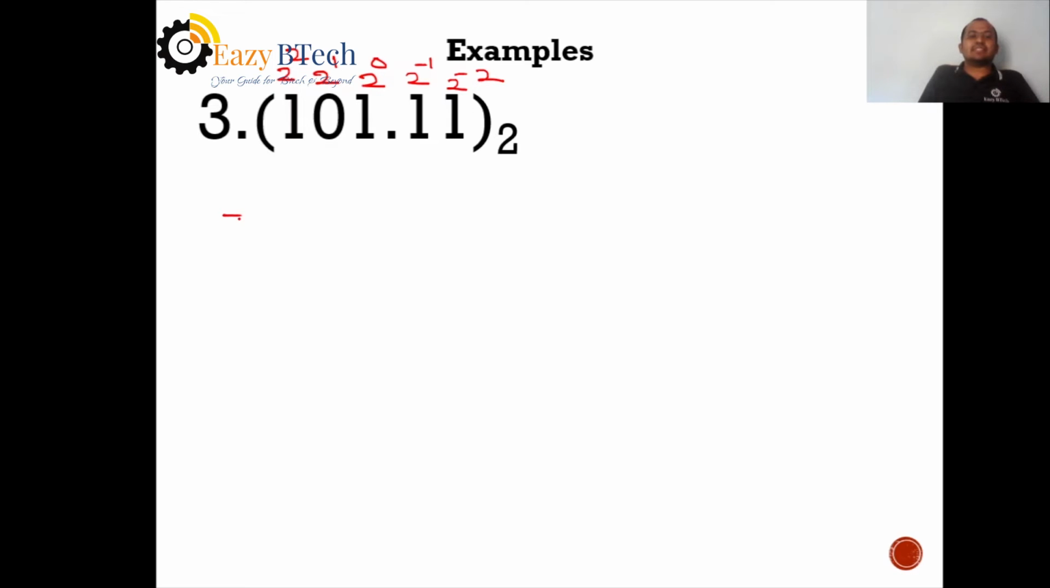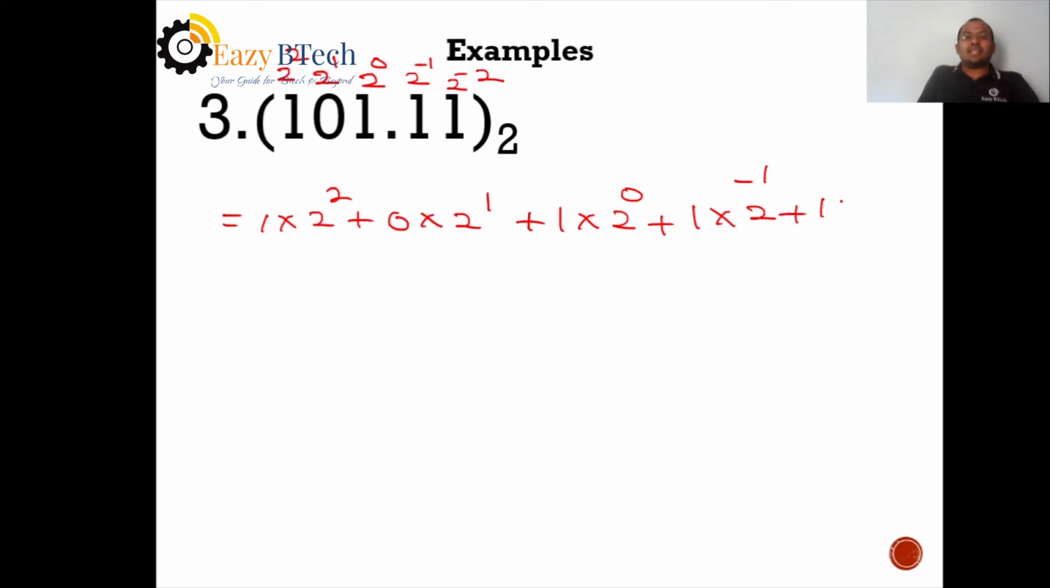Now the second step is to multiply the respective weights with the respective bit values. So 1 into 2 power 2 plus 0 into 2 power 1 plus 1 into 2 power 0. So this is for the integer part. For the fractional part, we have to multiply with respect to negative weights. So 1 into 2 power minus 1 plus 1 into 2 power minus 2.